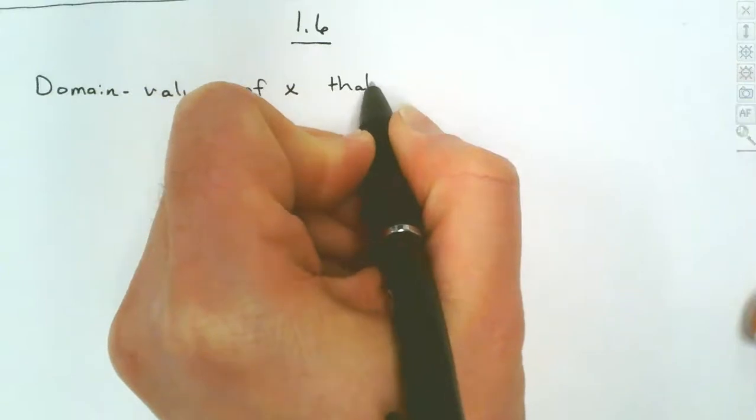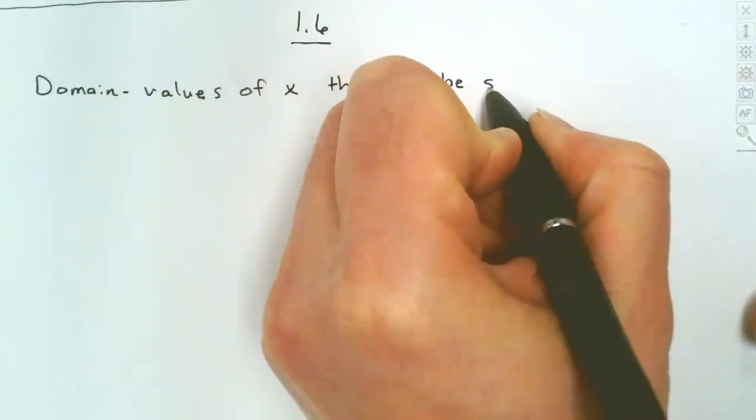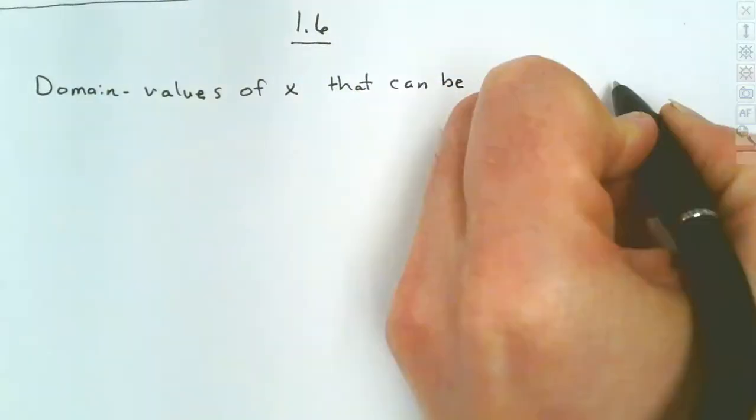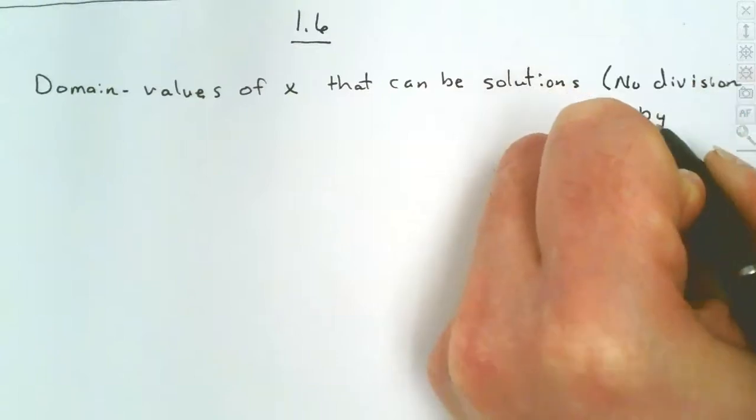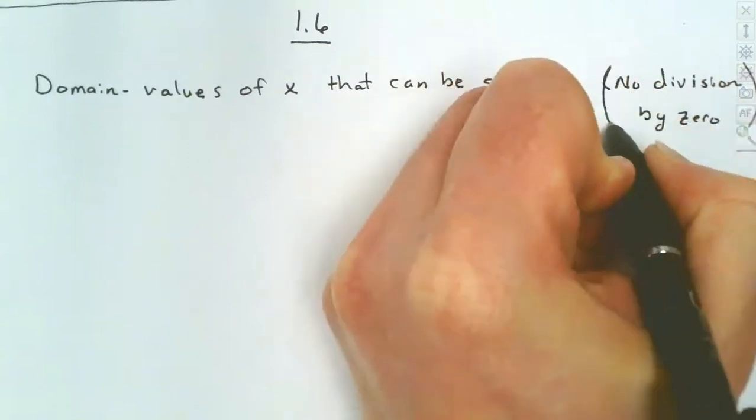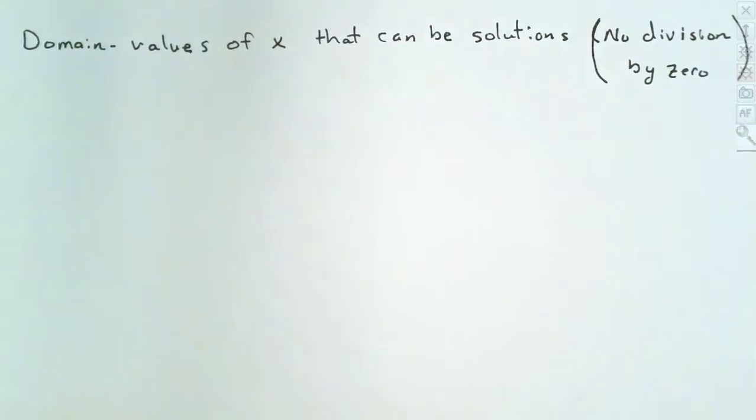So the first thing we need to worry about when we talk about equations and solve them is what are not solutions. So we need to figure out what numbers can't happen. And so we're going to look at our domain. And the domain is values of x, or values of the variable, that can be solutions. And what we want is no division by zero. Okay, so we cannot have division by zero. So when we talk about the domain, we're talking about values that could possibly be a solution. And what cannot be a solution is division by zero.